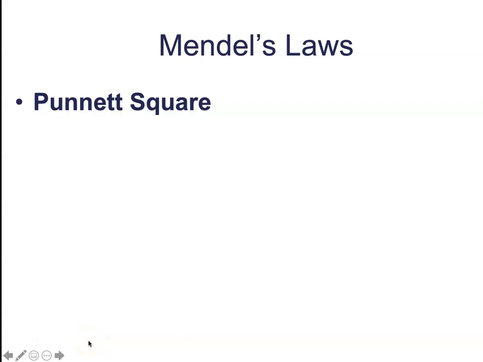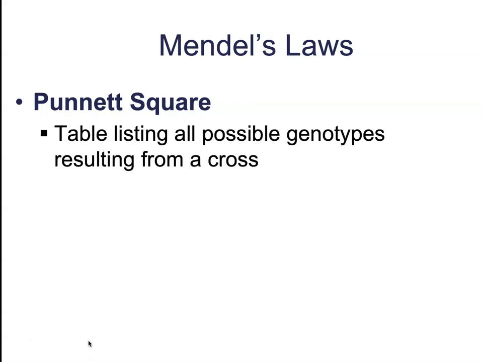Now that we have Mendel's laws, we can use tools, probability tools, to help us predict the possible outcomes for genetic crosses. One of these tools that we're going to use is a Punnett square. A Punnett square is a table listing all possible genotypes resulting from a cross.